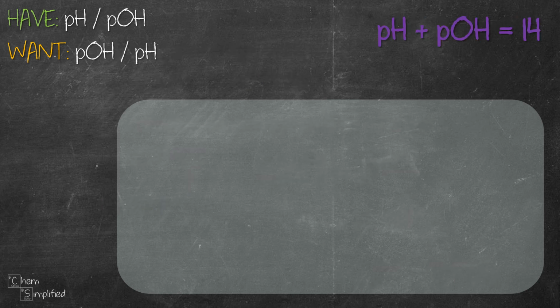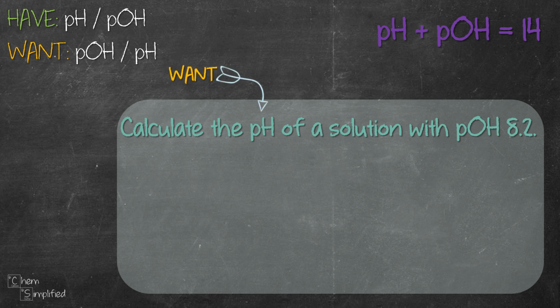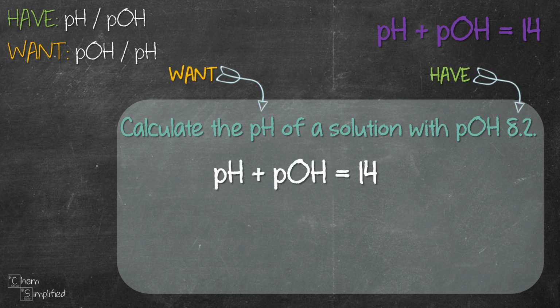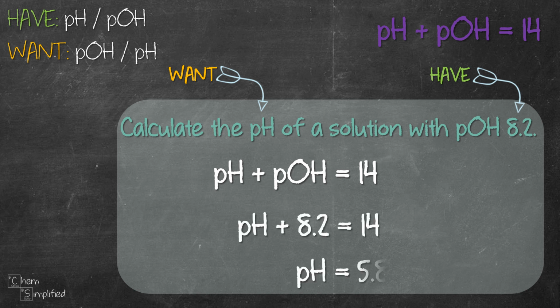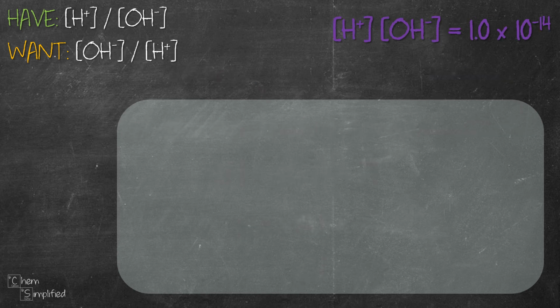Moving on to the relationship equation, pH plus pOH equals 14. We use this when we have pH and we want to find the pOH, or vice versa. In this case, we want to find the pH, and the question gives us the pOH value. So we write out the equation, we plug in the value for pOH, and we do the math, and pH equals 5.8.